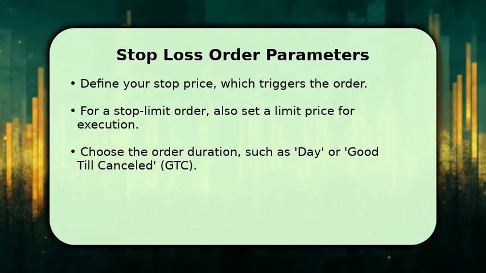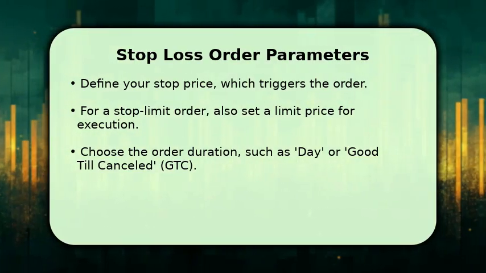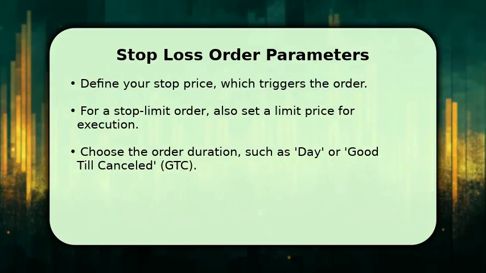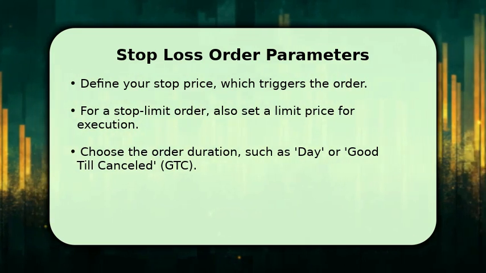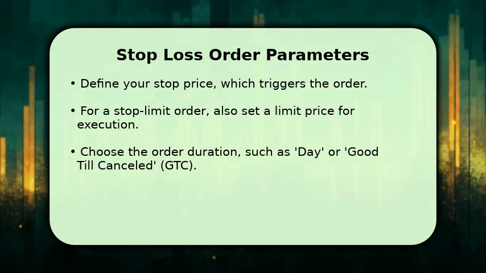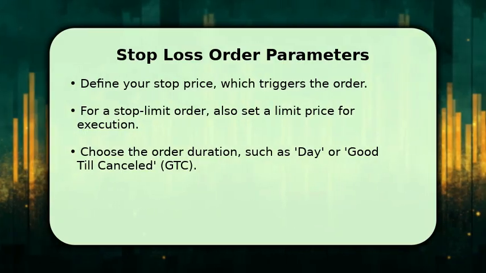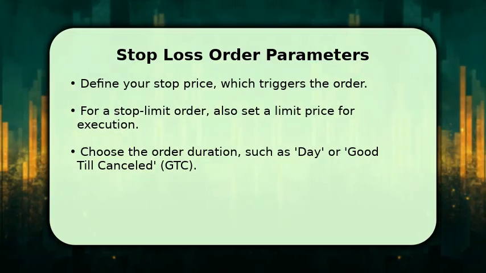When setting your stop loss, carefully consider the parameters. The stop price is the trigger point. If you opt for a stop limit order, you'll also set a limit price, ensuring your order executes at that price or better once triggered. Next, select your order duration, day for end-of-day cancellation, or good till canceled for up to 90 days. Adjusting these settings is key to effective risk management.